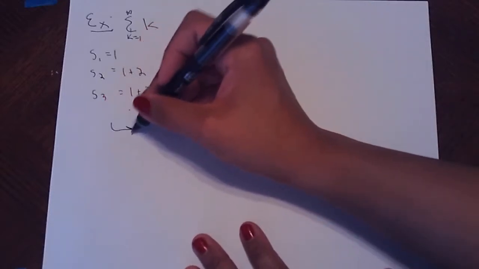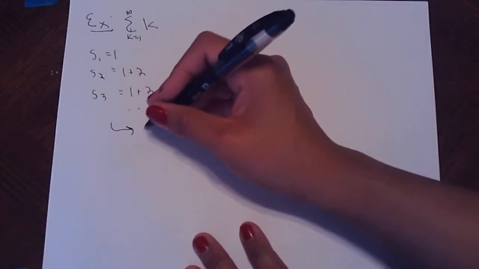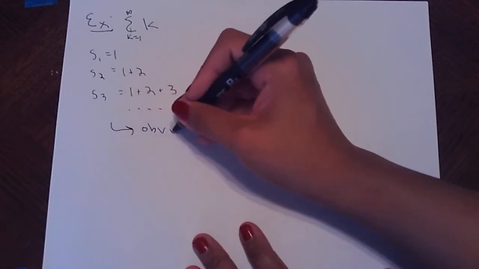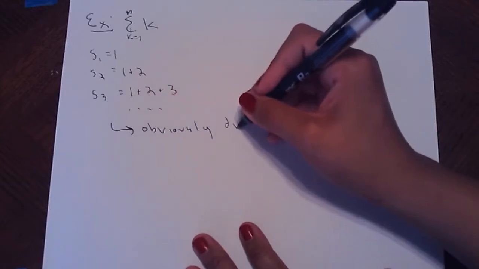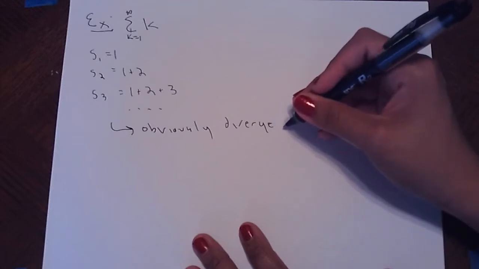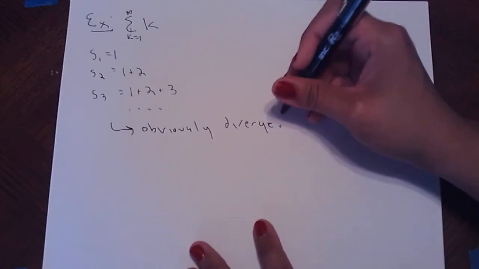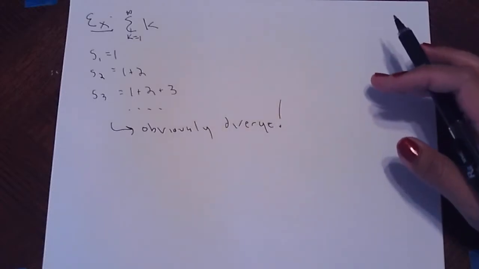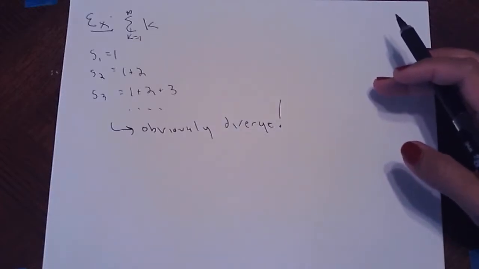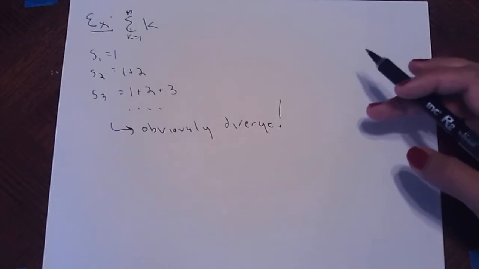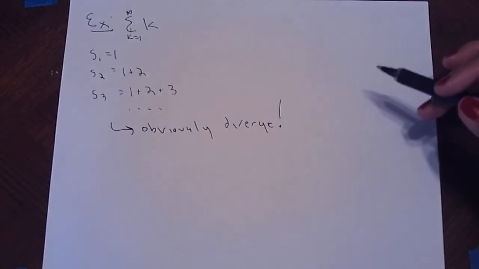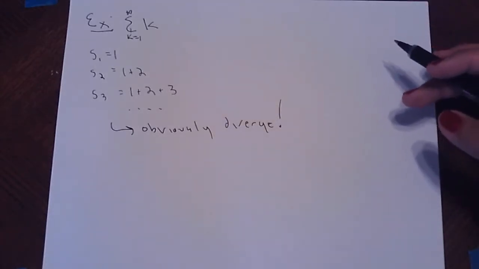Okay, so some of these are a little bit clearer than others. This should pretty obviously diverge, because heck, the n terms that we're adding get really, really big here. So this guy is not going to converge at all, so my sum isn't going to converge here either.